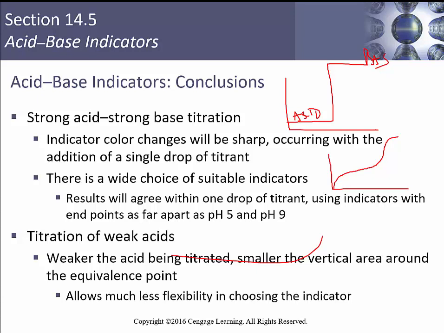The results are going to agree within 1 drop of titrant using indicators with endpoints as far apart as pH 5 and pH 9. In a weak acid, the weaker the acid being titrated, the smaller the vertical area around the equivalence point, a littler hump in there, which gives you much less flexibility in choosing the indicator. So if you've got something like phenolphthalein, which is going to change around 7, that it's not going to work.